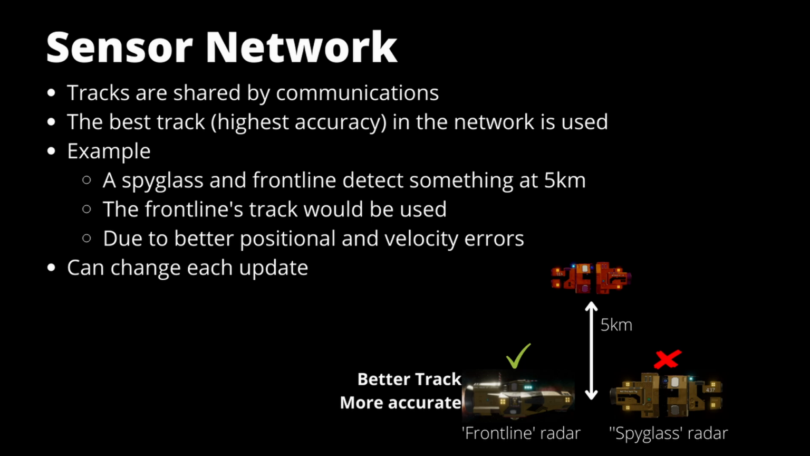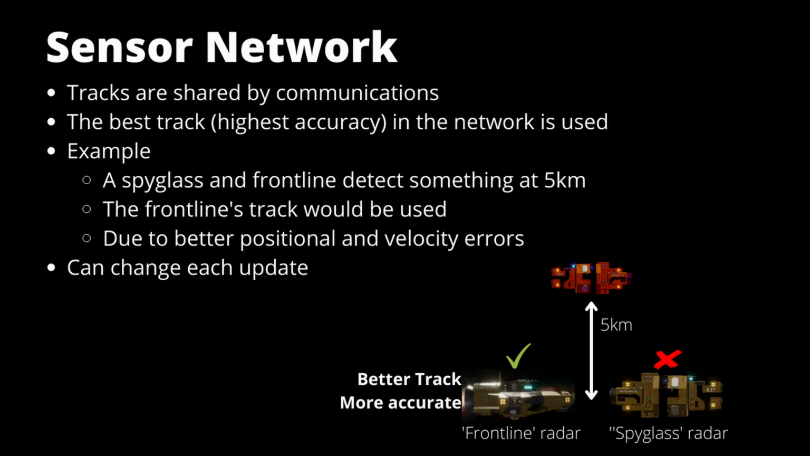The best track, or the track with the highest accuracy in the network, will always be used by a ship firing upon a track that is not locked. So for example, if you have two ships, one has a Spyglass and one has a Frontline radar, and both detect something and an object is at 5 kilometers, so they both can see it, the Frontline's track would be used when firing upon it, as the Frontline has better positional and velocity errors than the Spyglass.